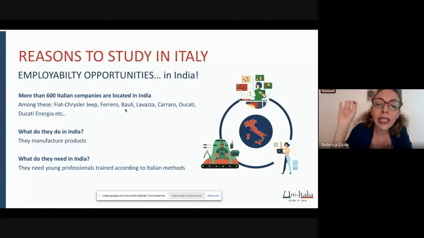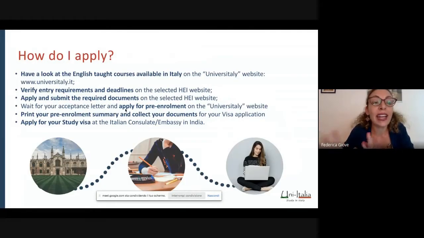And what do they do in India? Well, they manufacture products. As I said at the beginning of this presentation, Italy is the second largest manufacturing country in Europe. So this will make you understand also the economic, entrepreneurial relationships that Italy has with foreign countries, including India. Why am I saying all this? Because if you decide to come back to India, you may count on the fact that these global top players, these companies, are seeking Indian students that have been trained according to Italian methods. Now, this is regarding how do you apply.